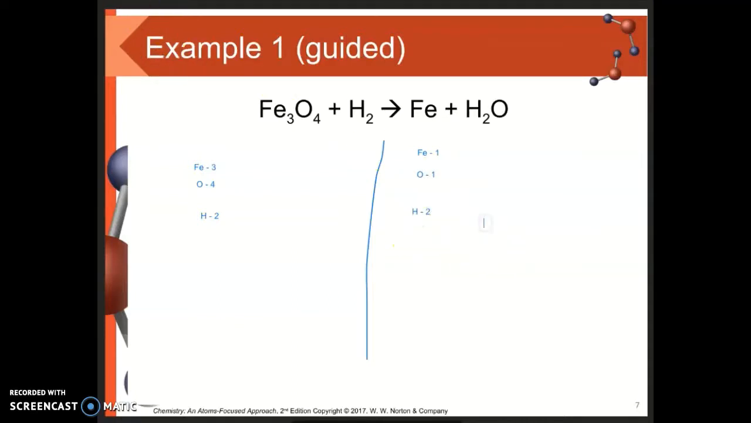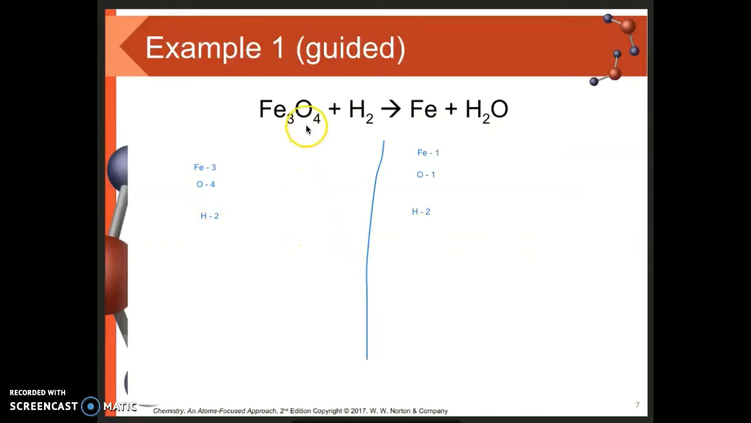So if I look at it from this perspective, one of the reasons I want to keep it like this, I want to keep everything aligned. So I'm going to look across and see, okay, irons are not balanced, oxygens are not balanced, hydrogens are for the moment, but let's see where this takes us.